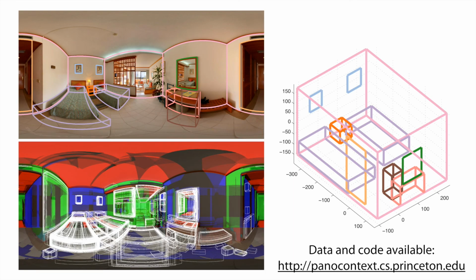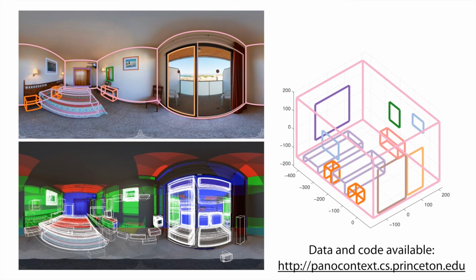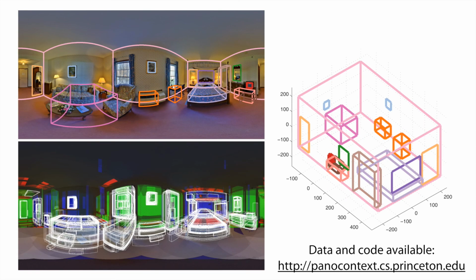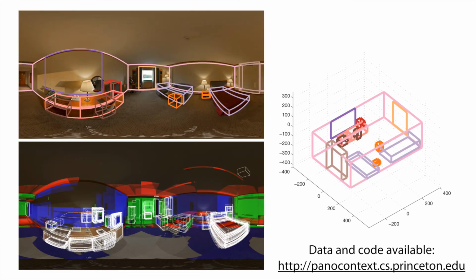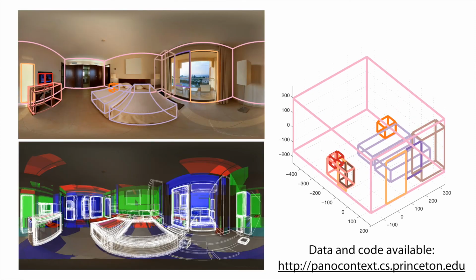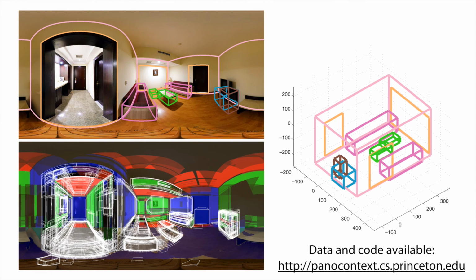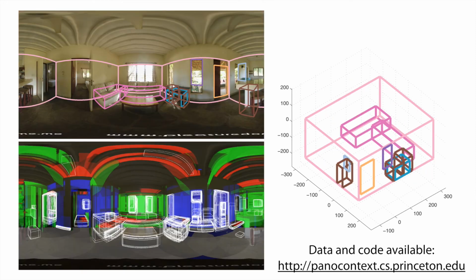Now, we will show more results of our system. Data and code are available on our project webpage. We also published a Panoramic image processing toolbox, which provides many useful functions, such as line segment detection, color image segmentation, transformation to perspective views, to facilitate further research.